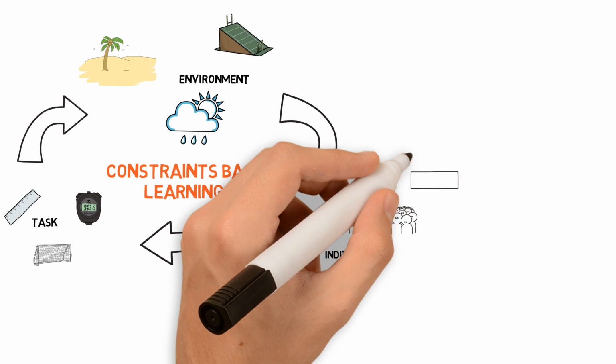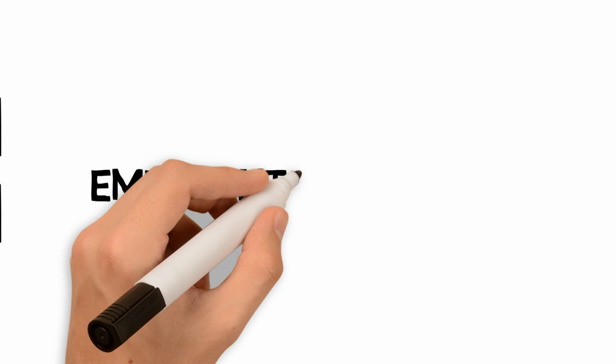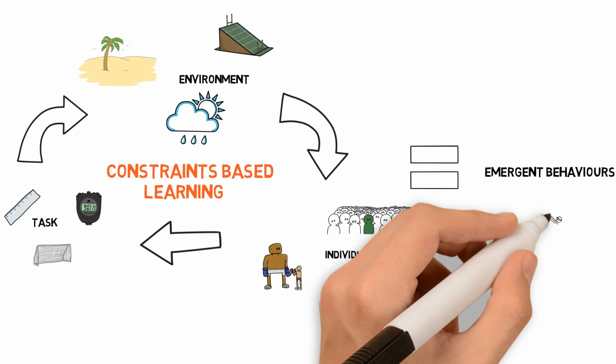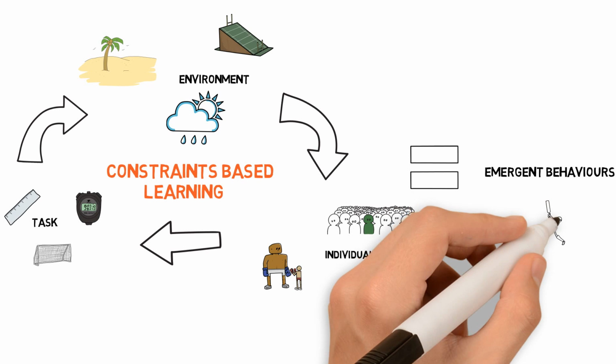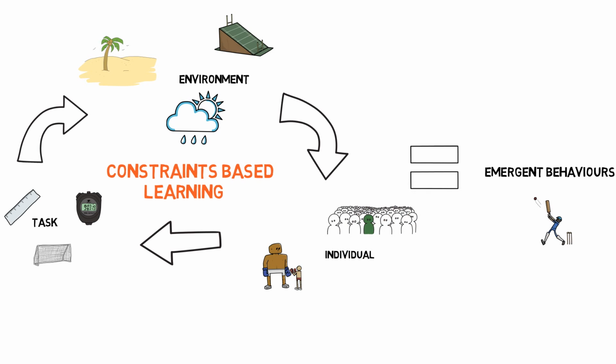The combination of individual, environmental, and task constraints create emergent behaviours. Rather than teaching explicitly, telling people how to do an action, individuals learn implicitly and produce actions through their own perception and experience.